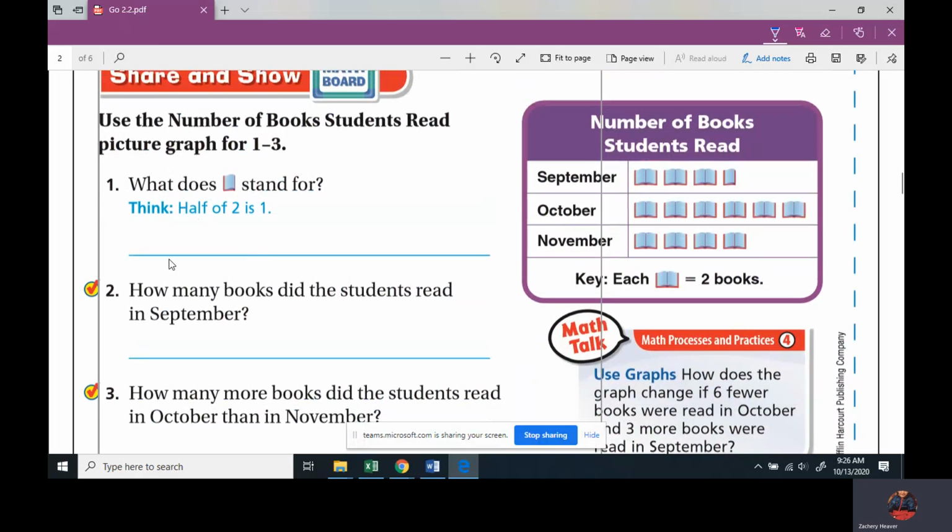One book, yes. Because look, a full book has 2 pages. A half a book stands for 1 book. Not 2 books, because one full book stands for 2.